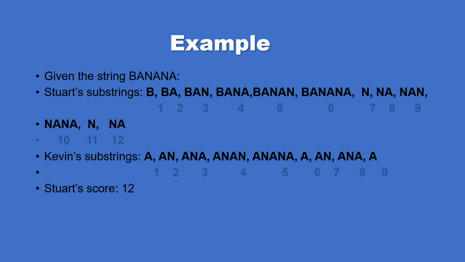For the next A, substrings are A, AN, and ANA. And for the final A, there's only one possibility, that's A itself. Thus, Kevin scores a total of 9 points.